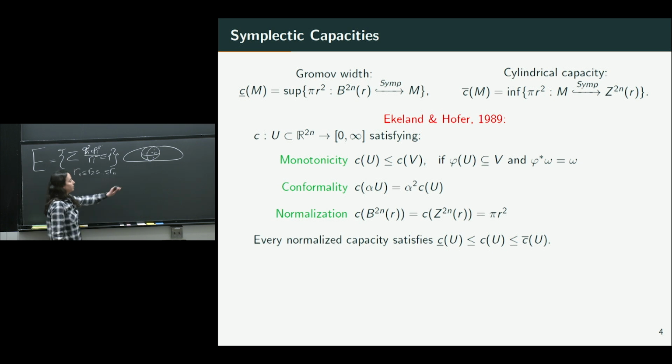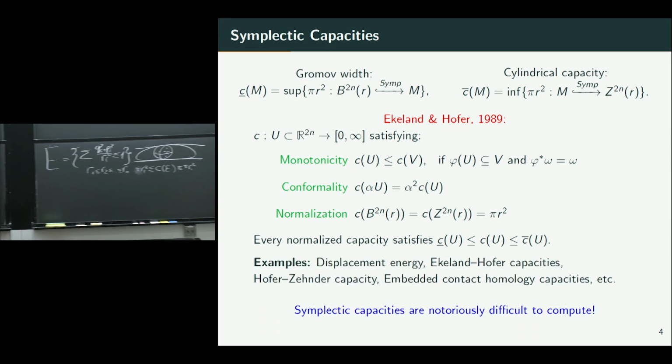So the Gromov width is bigger than or equal to that of the ball with radius r1. But this ellipsoid is also lying inside a cylinder of the same radius. So we got that the capacity of this ellipsoid is bigger than pi r1 squared, but also smaller than it. So it's equal to that for all capacities.